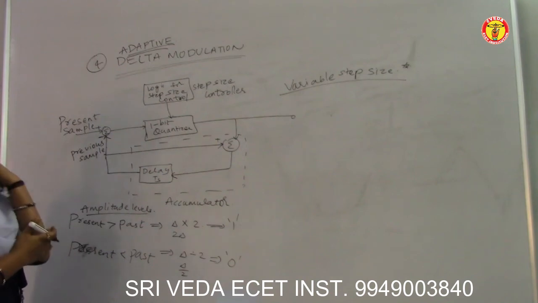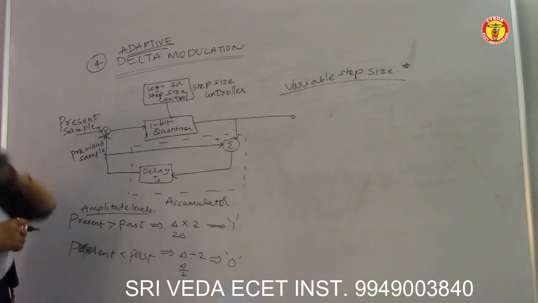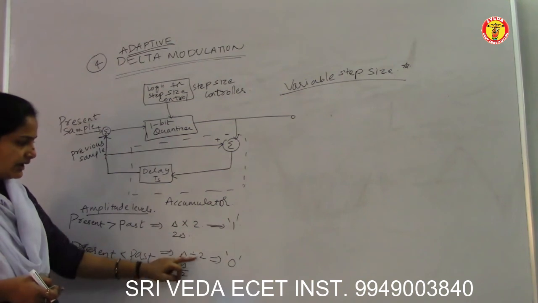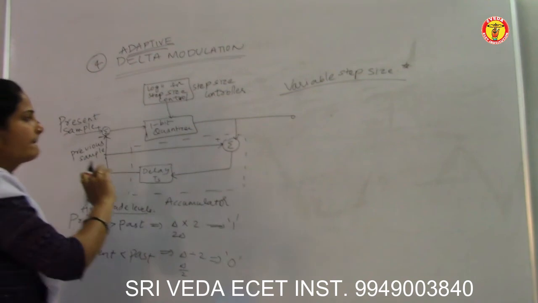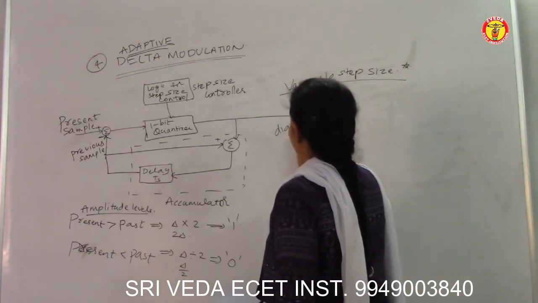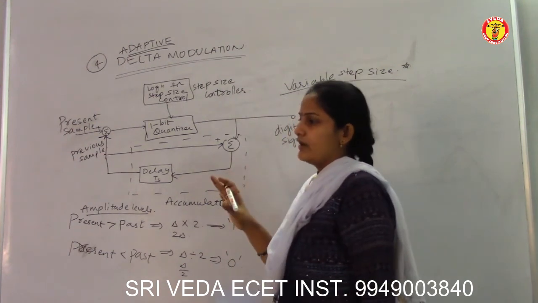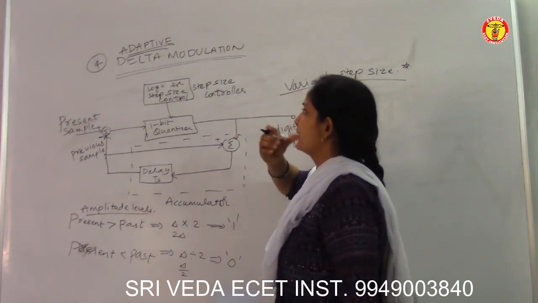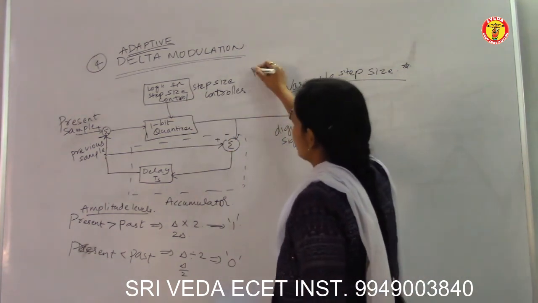Here the extra circuit which is used is a logic for step size control. The action of deciding whether to increase the step size or reduce the step size is done by this logic for step size control. And here I am going to get my digital signal. This is the same phenomenon as used in delta modulation, but the only concept which is different is step size control. This is at the transmitter side.